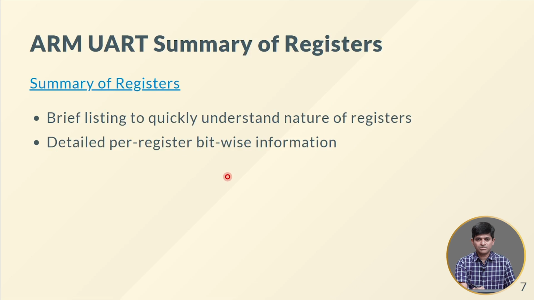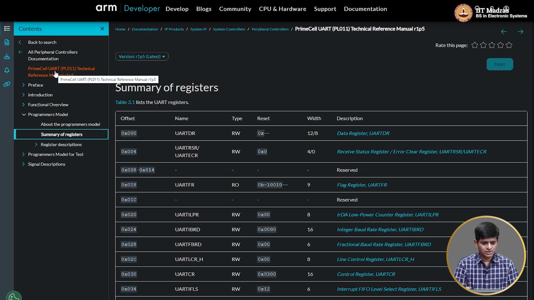Let's go to the ARM web page and directly look at the summary of the individual registers. Okay, so this is the web page from ARM which corresponds to a summary of the entire set of registers that are present for the UART peripheral.